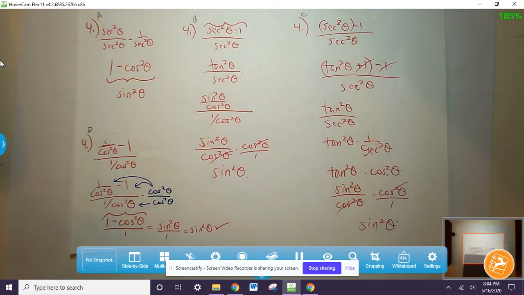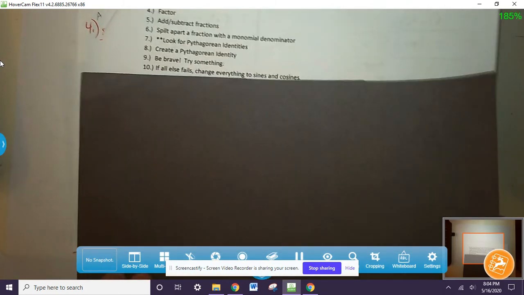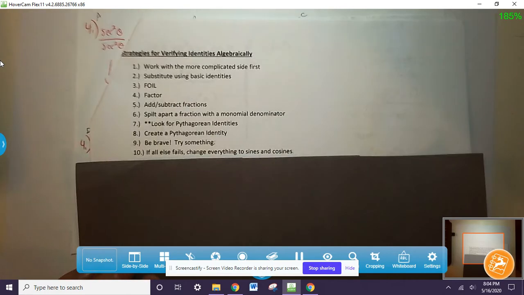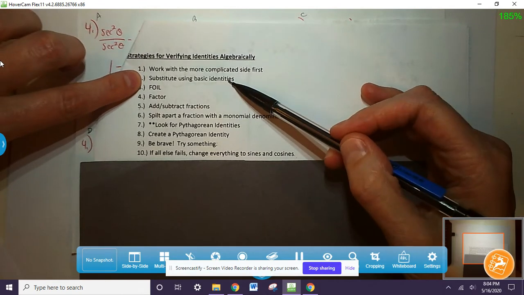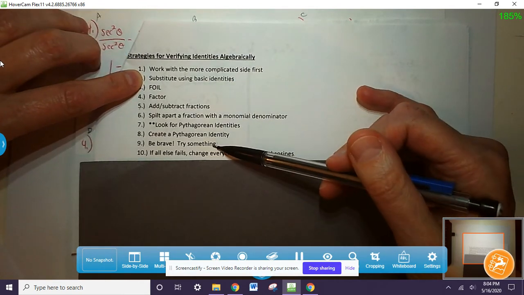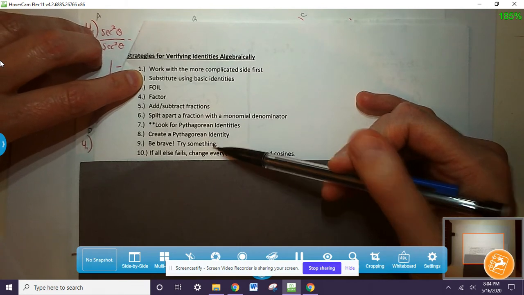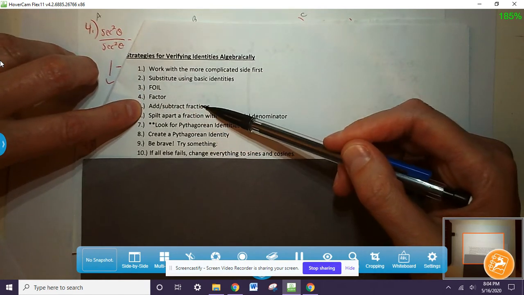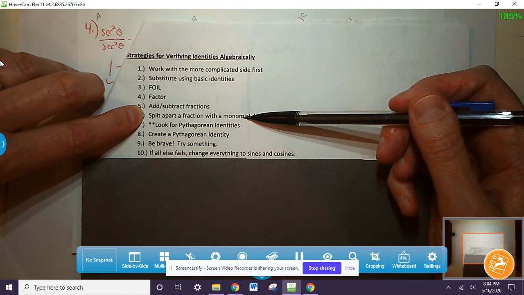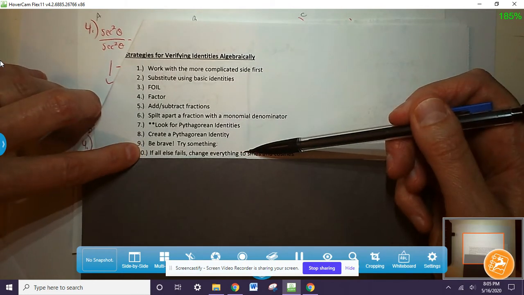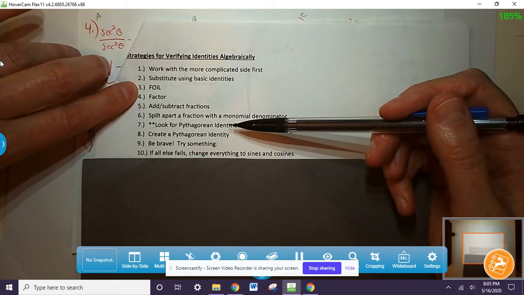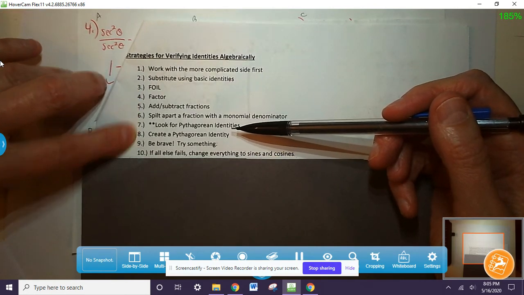Okay, up next is number 5. I'd like to know what strategy you tried for number 5. So here's the list of strategies. And for number 5, I think you worked with a more complicated side first. I'm sure you substituted using identities, and I'm sure you were brave. So I'm not looking for those answers right now. So for number 5, did you FOIL? Did you factor? Did you add, subtract fractions? Did you split apart a fraction with a monomial denominator? Did you start with a Pythagorean identity? We didn't learn this one yet. Or did you start by changing everything to sines and cosines? So did you try 3, 4, 5, 6, 7, or 10 first?